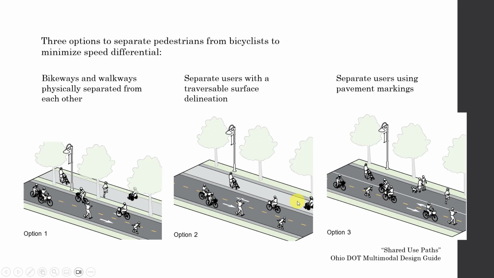The next step up would be to do the same thing, but to make your markings even more definite, maybe two different materials, but it's very easy for somebody to come over and cross, and so they call it a traversable surface delineation. Finally, kind of the highest grade of separation is when they are physically separated from one another. And in this case, we've got a walking path over here, we've got marked bike lanes over here, and there is a landscape buffer in between them.